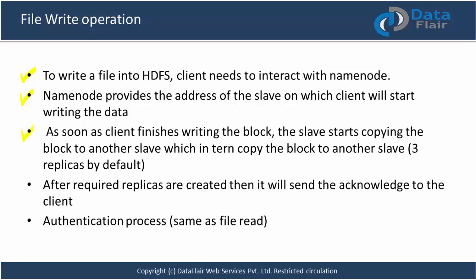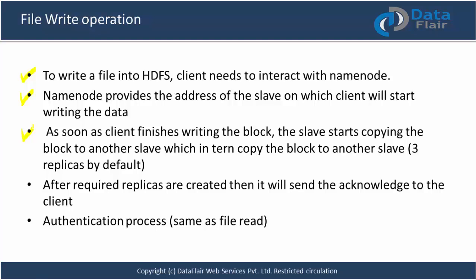Now, it's a little important, a little interesting. My client won't send 3 copies if my replication factor is 3. My client will send just 1 copy. If the client sends 3 copies, it would be overhead. You can understand the traffic over the network. If he wants to write 10 TB of data, he has to send 30 TB of data. No, I don't want that.